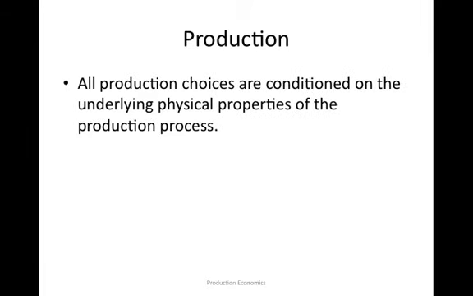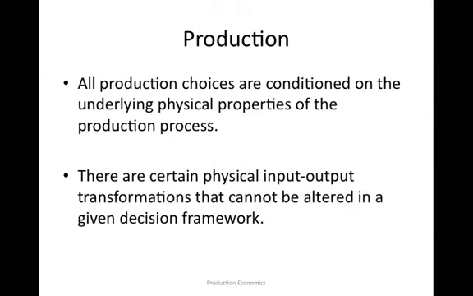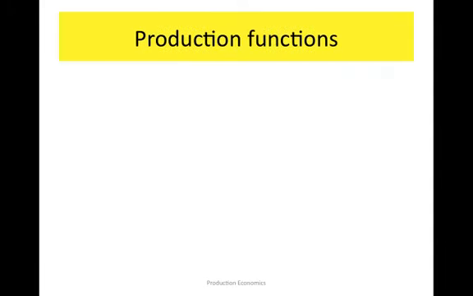All production choices are conditioned on the underlying physical properties of the production process. There are certain physical input-output transformations that can't be altered in a given production framework and decision environment. We're going to focus exclusively on this technical aspect of production, on the physical relationship between inputs and outputs. And then later we're going to incorporate prices to understand how economics can govern the production choices that are made by a firm or a farm or someone who has an economic activity that they're trying to undertake.